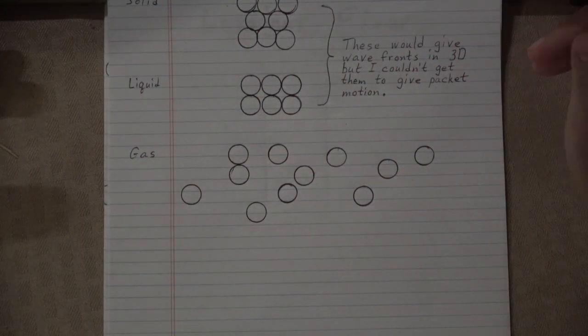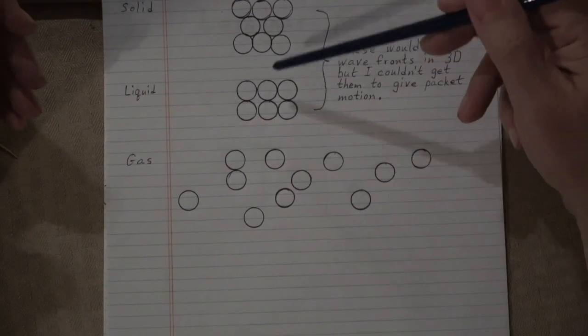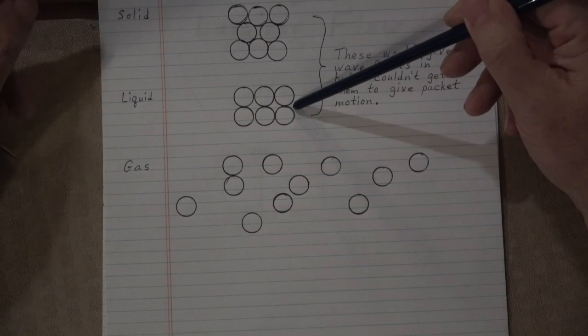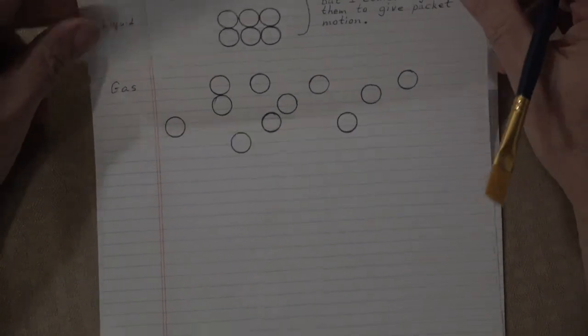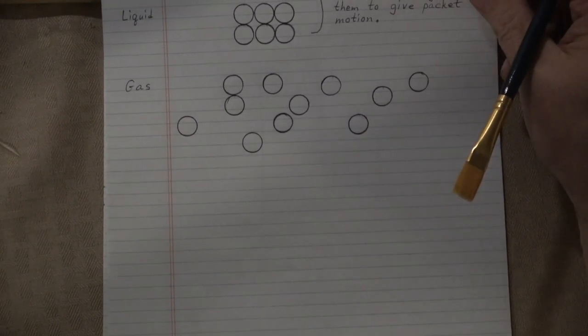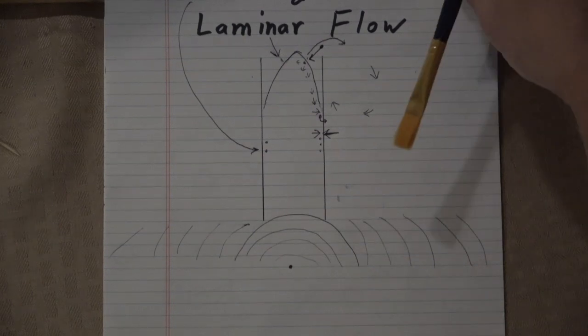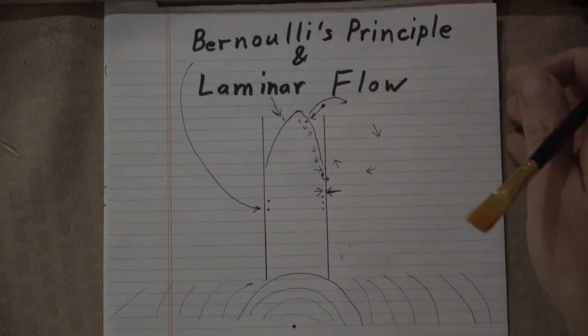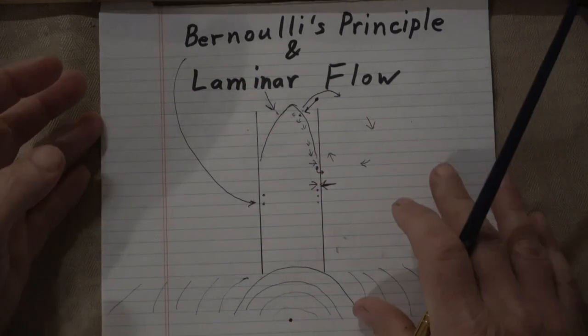The problem is with photons, you can't get a packet wave through this type of medium, or at least nothing that I've been able to figure out. With the gas, I have been able to figure it out, and I saw it when I saw a nuclear bomb test. So going to the next page, we're putting Bernoulli's principle together along with laminar flow.